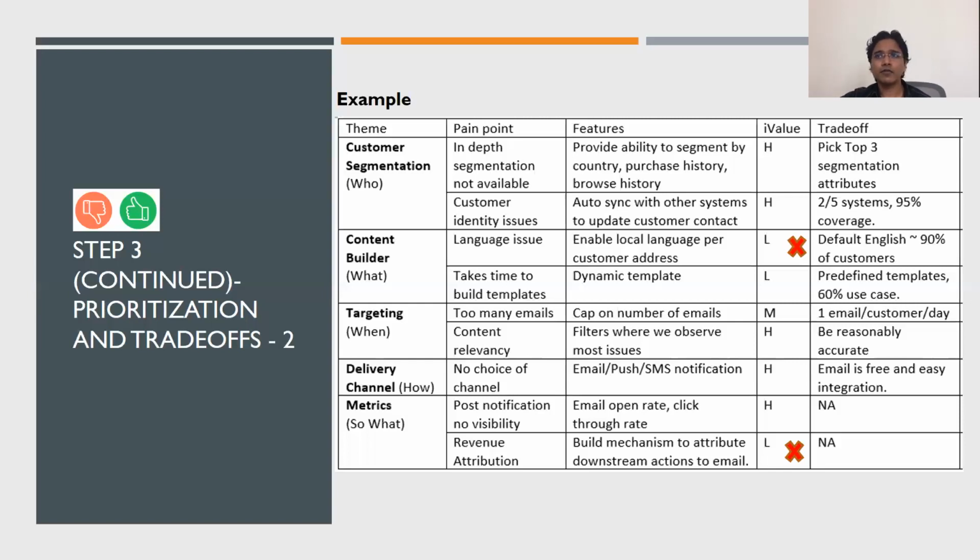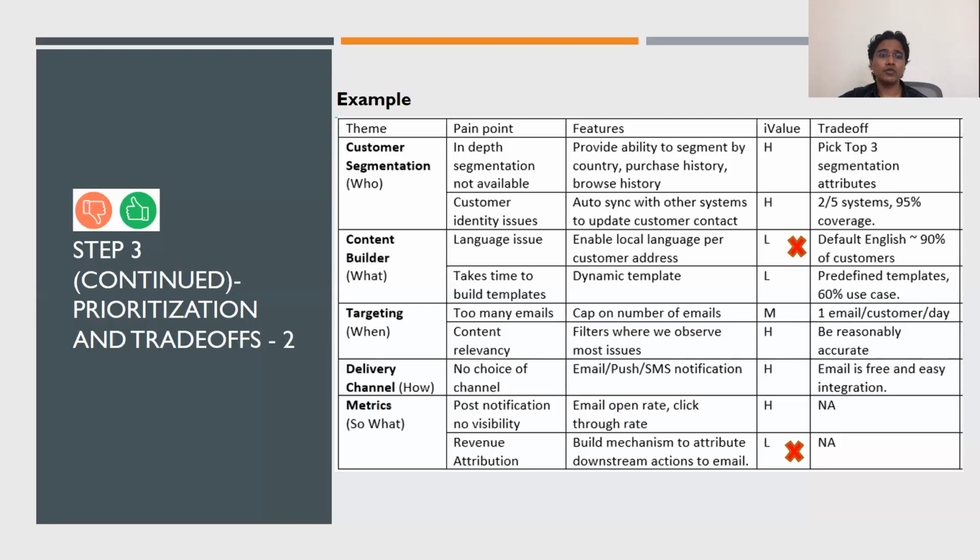The next one is probably a little easier to understand, the targeting piece. When you build any engagement platform and you're trying to reach out to customers with your offers, it could be promotional offers on some emails. It could be because they browsed some items, so they might be interested in those items. Some customers might complain they get too many emails, and some customers in some countries are probably okay to get more than one or two or three emails per day. So how would you solve this problem?